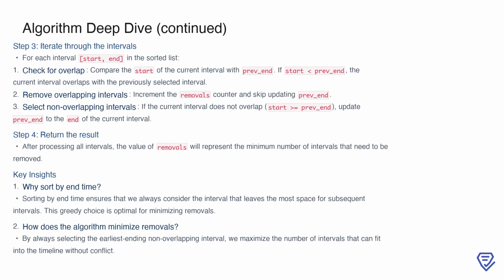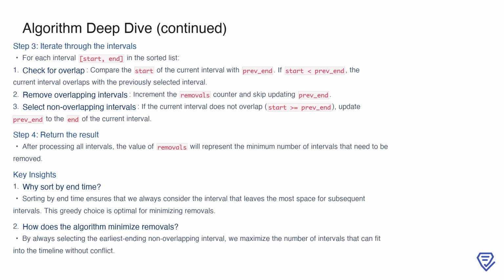Now we iterate through the sorted list of intervals. For each interval, start to end, we first check if it overlaps with the previously selected interval. This is done by comparing the current interval's start time with prev_end. If start is less than prev_end, it means there is an overlap, so we increment the removals counter and skip updating prev_end to reflect that this interval is being removed.